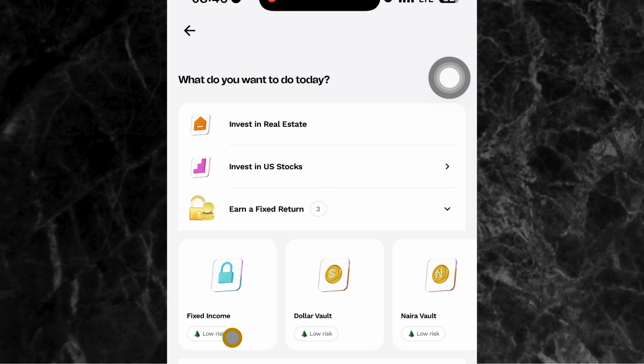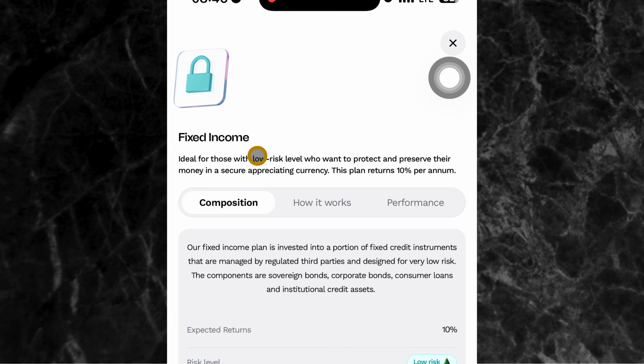All of these 3 different investments are low risk investments. You can see it right here, low risk, and low risk. They are all low risk investments. So let's start with the fixed income right here. If I click on it, you see it says fixed income, ideal for those with low risk level who want to protect and preserve their money in a secure appreciating currency. Now this plan returns 10% per annum. So you can see it is fixed. It is 10%, no more, no less.